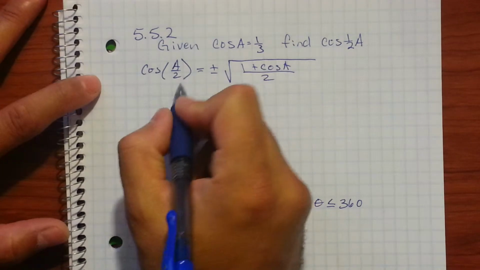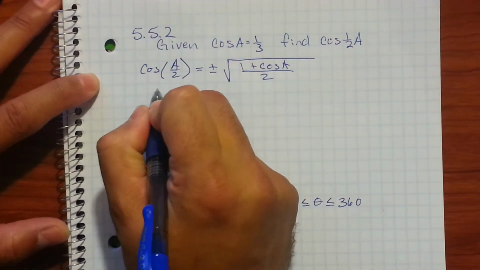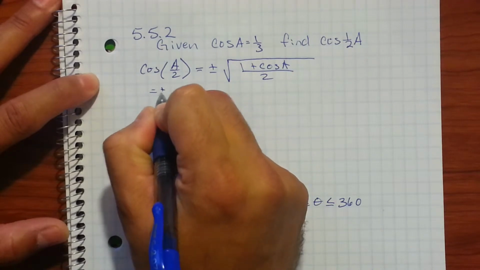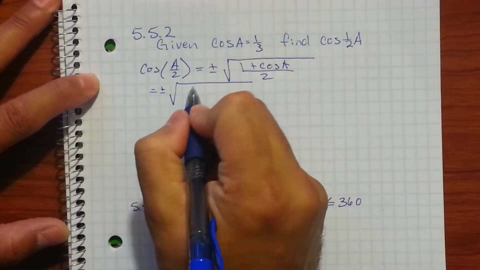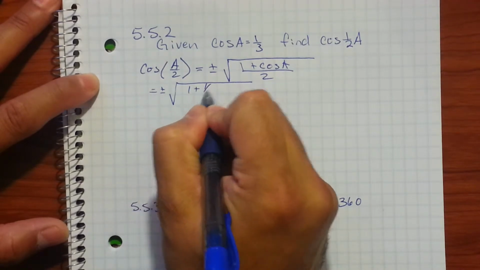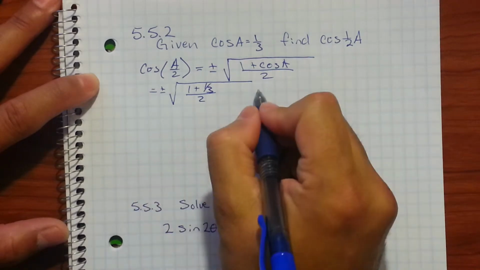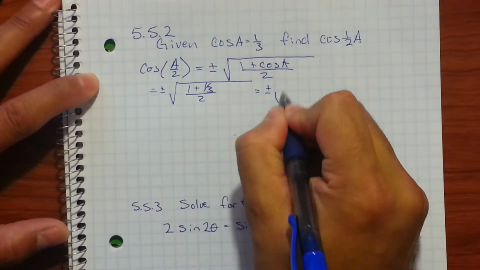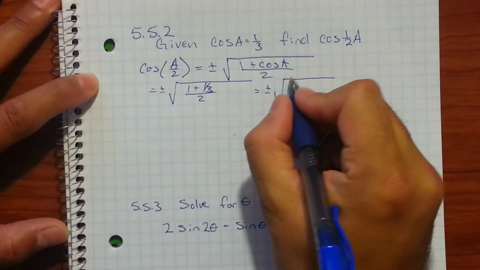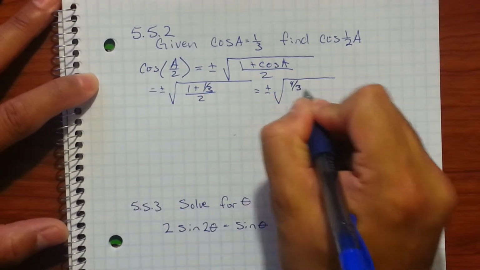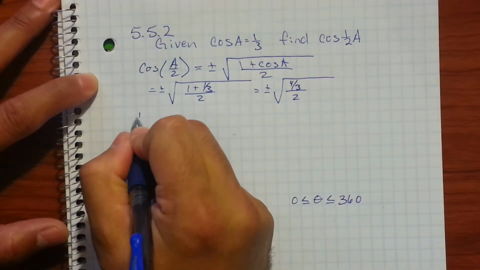Okay, let's plug in our values. So cosine A is 1/3. So bring down, equals plus or minus square root of, now replacing it, 1 plus 1/3 over 2. So on top, I'm going to come up with, that's 3/3 and that's 1/3, that's 4/3 over 2. Let's rewrite that.